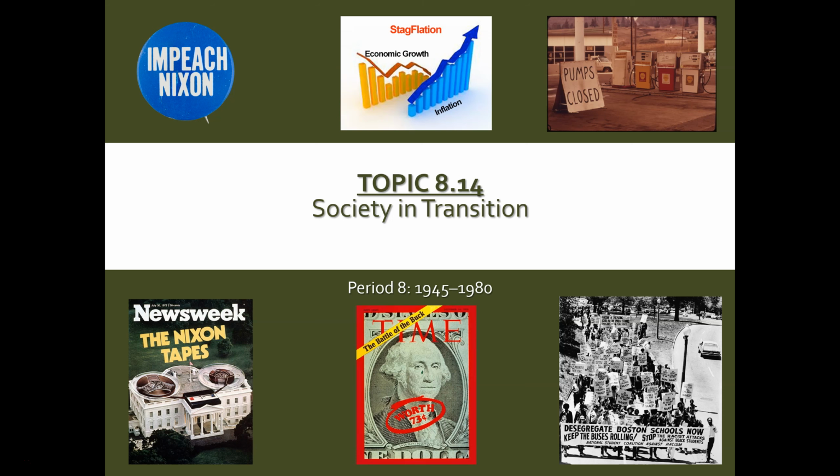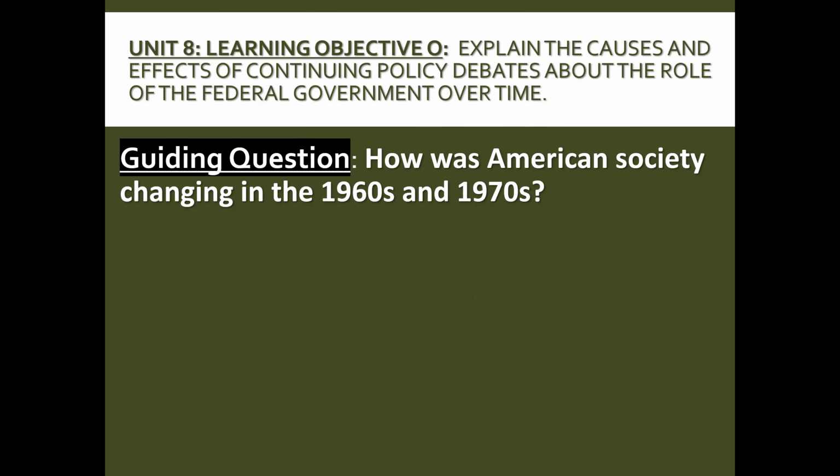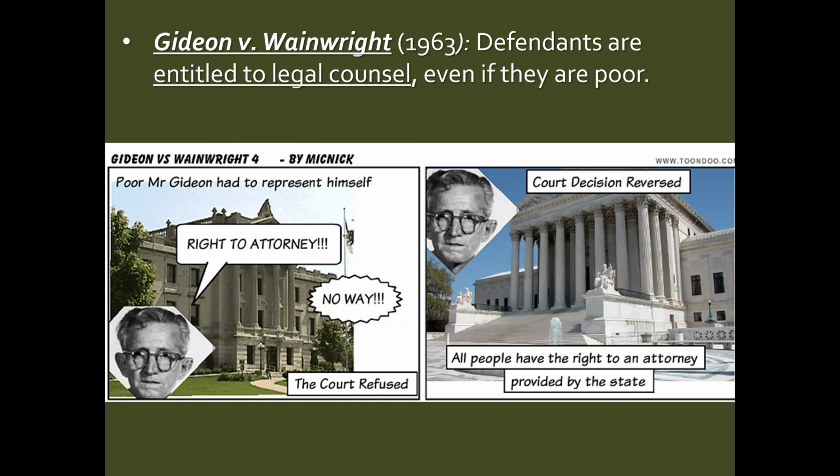So we're going to cover things like Watergate, some important Supreme Court cases, and also some economic problems facing America in the 1970s. So let's get into it. We're going to begin by looking at some really important Supreme Court cases of the 1960s. We'll do important cases from the 70s a little bit later in this topic.